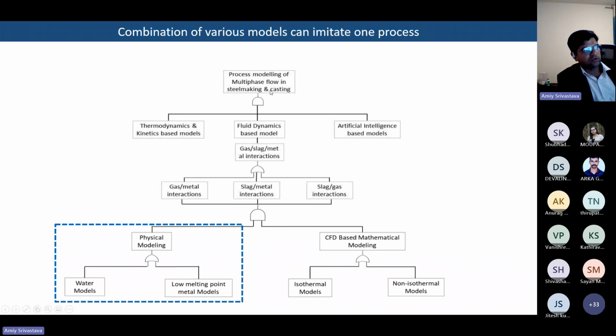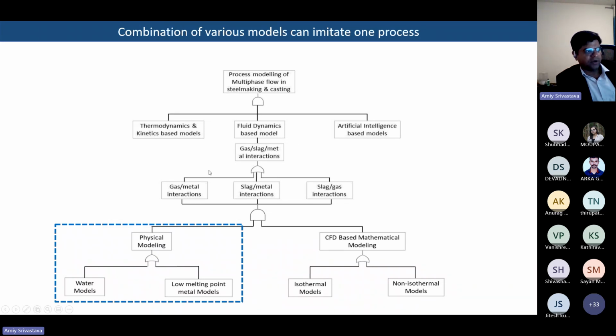Sometimes you can use two to solve the problem, but it is recommended to look at all three types of models to solve a big problem. If we talk about fluid dynamics based problems and multi-phase issues, in multi-phase we can have different phases like gas, slag, and metal. A lot of interactions can take place. If you study all these three interactions in one go with the computational fluid dynamics model, also called a computational model, it would be very complex, and the computational power required would be very high.